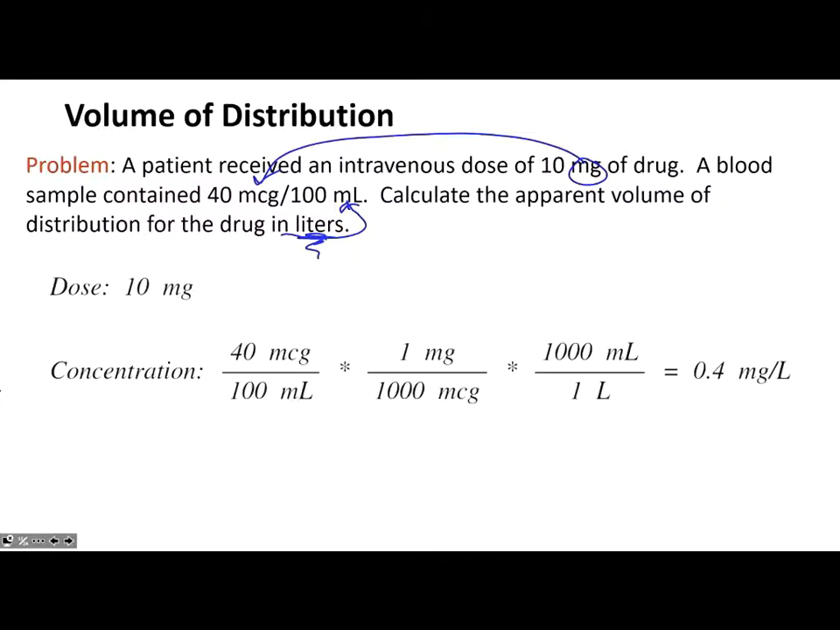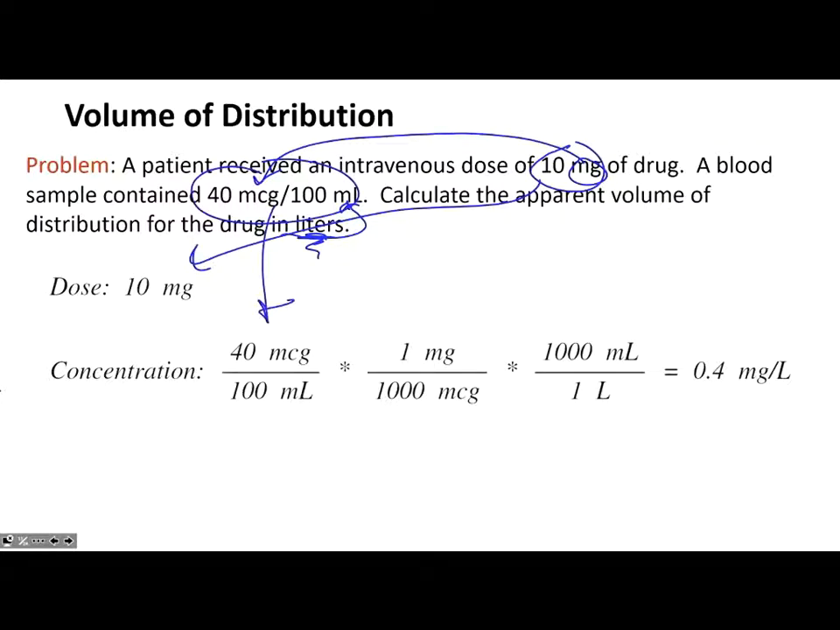So how would I start with this? I would set up and do one of my things at a time, because I know VD is dose divided by concentration. So let me just say dose. Dose equals 10 milligrams. Do you see where that came from? 10 milligrams, so that's fine. I don't need to change that. I like milligrams. So let's look at the concentration. The 10 milligram dose comes from right there. This is, though, the concentration we were given.